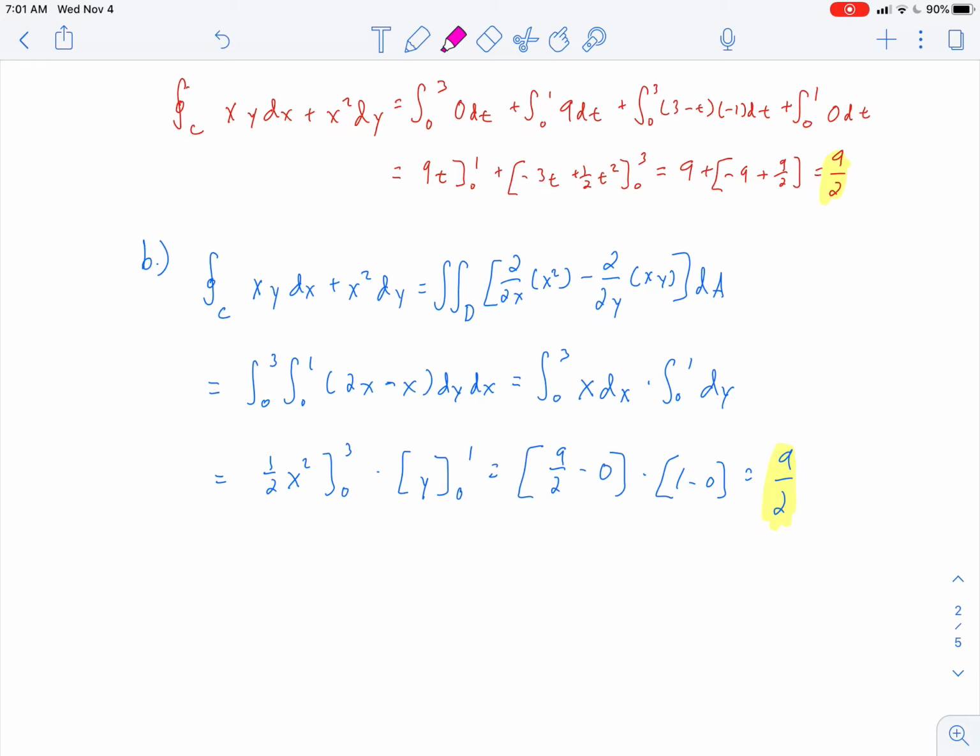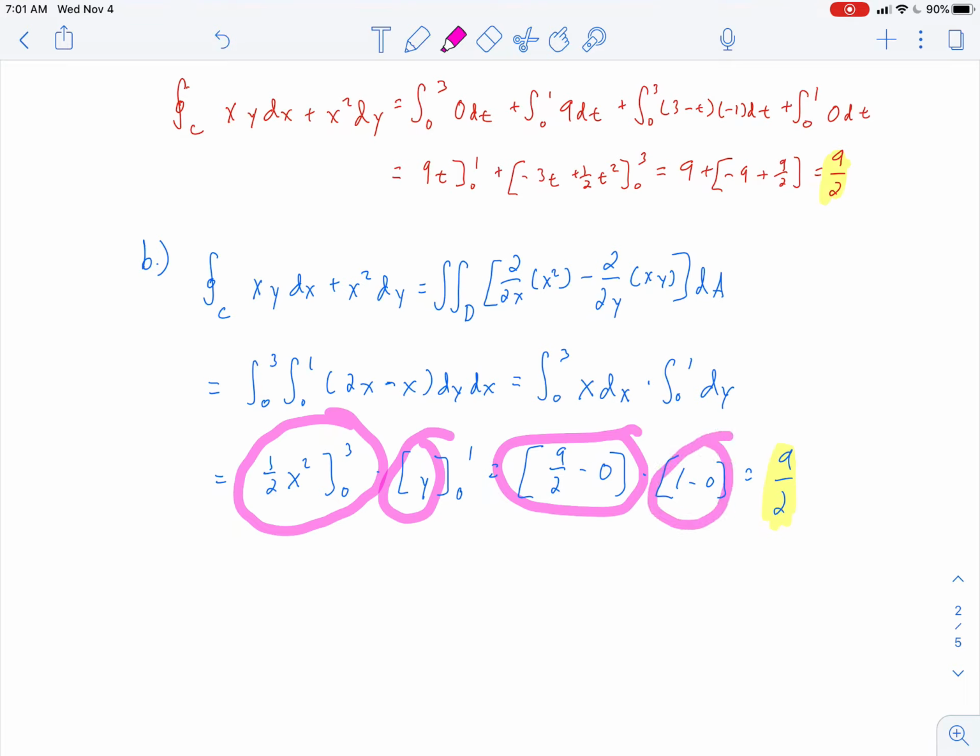Because I have x and no y's, I can break up the integration because it's a double integral. The integral of x is 1/2 x squared. The integral of 1 dy is just y. Substituting in, I'm going to have 9/2 minus 0 for x, and then 1 minus 0 for y, and of course that gives me 9/2.